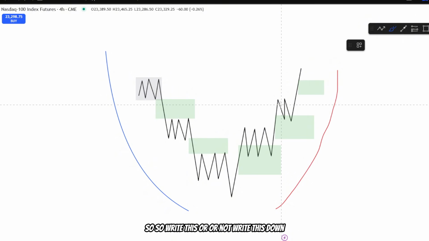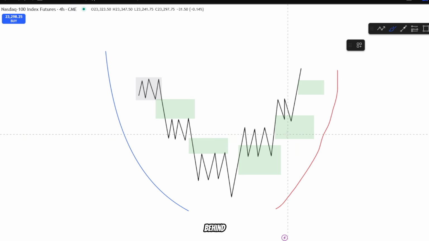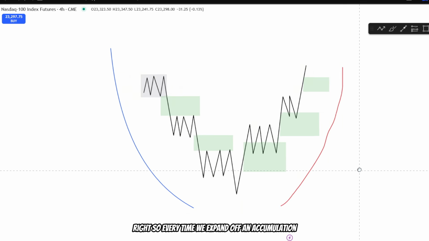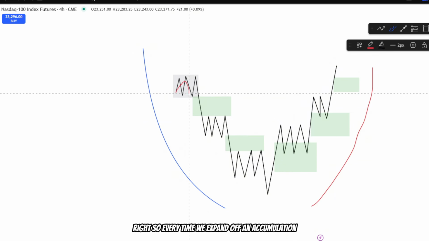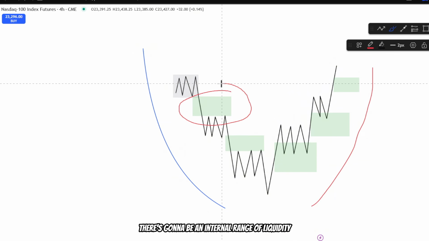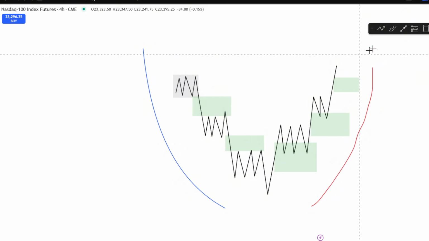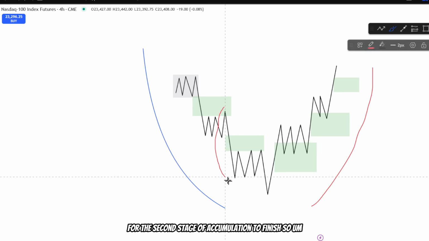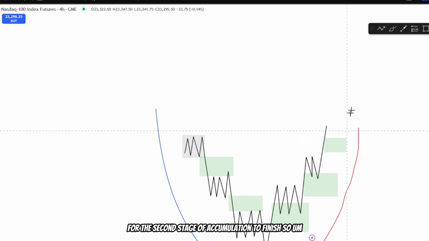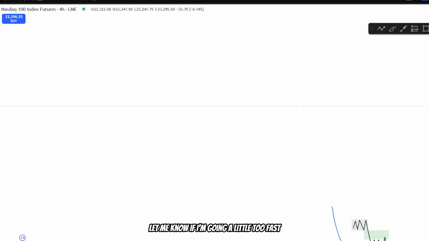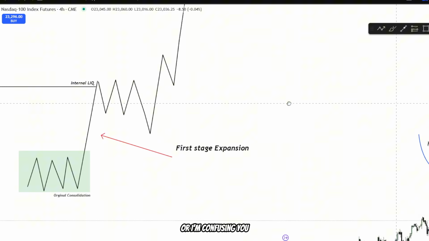Write this down or not, but keep this in mind. Whenever we have a stage of distribution, an internal range of liquidity is going to be left behind, right? Every time we expand off an accumulation, there's going to be an internal range of liquidity that we're going to use in order for the second stage of accumulation to finish. So let me know if I'm going a little too fast or I'm confusing you.